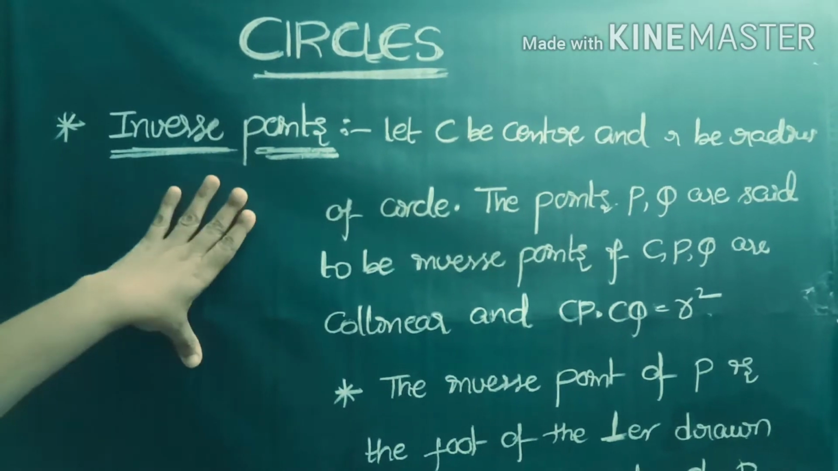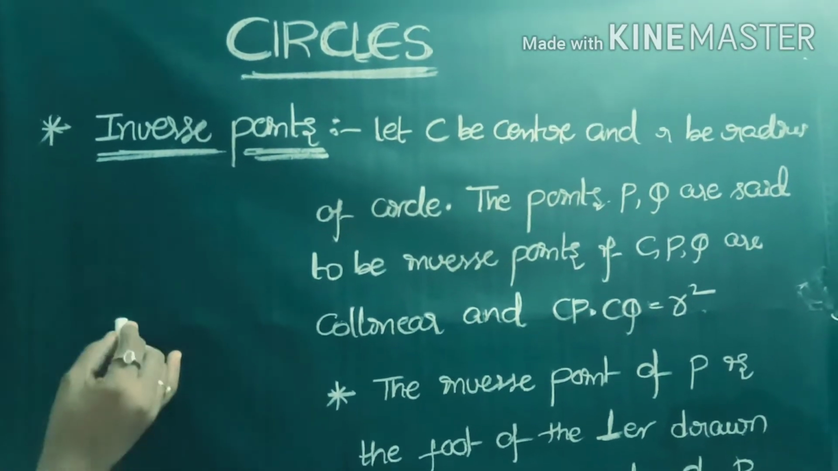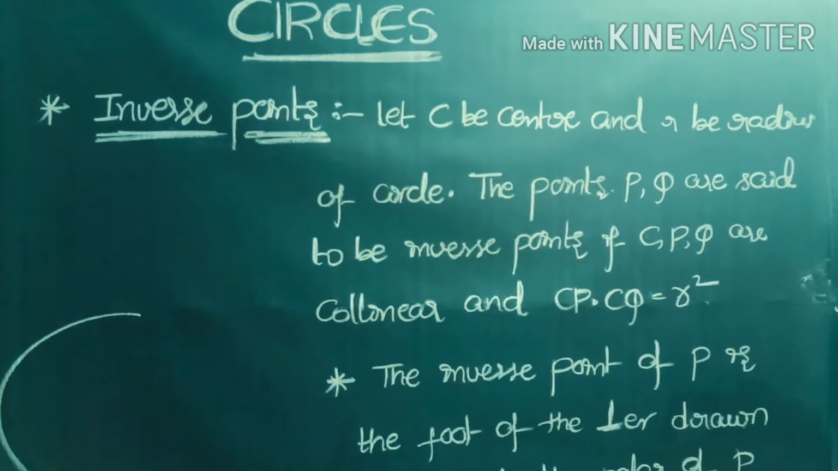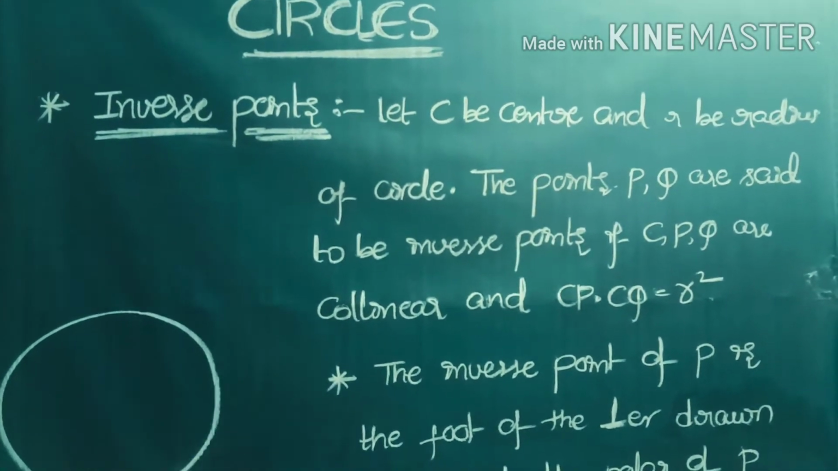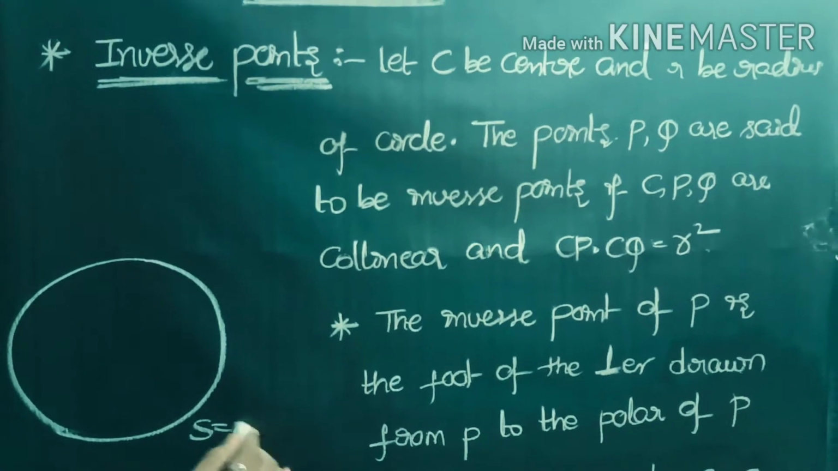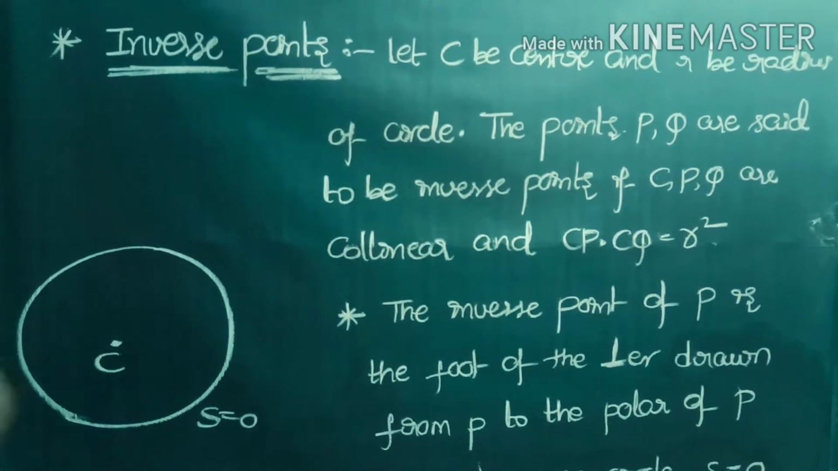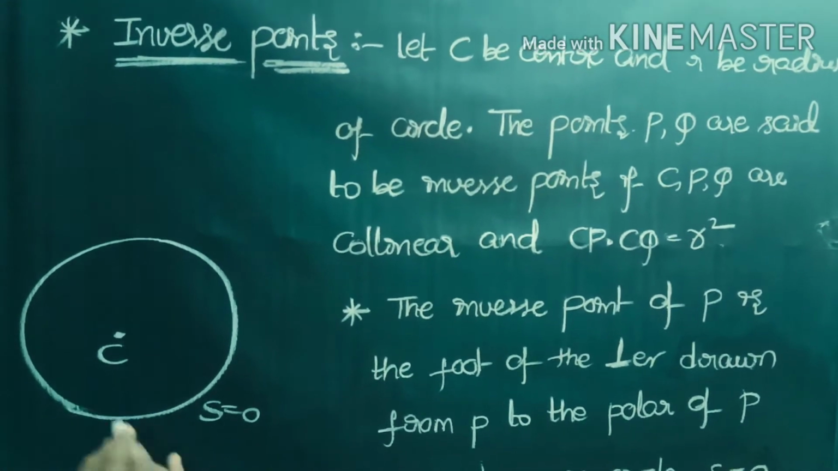The next concept is inverse points. Before giving the definition of inverse points, first we take one circle. This is the circle S = 0, C is the center of the circle and R is the radius of the circle.